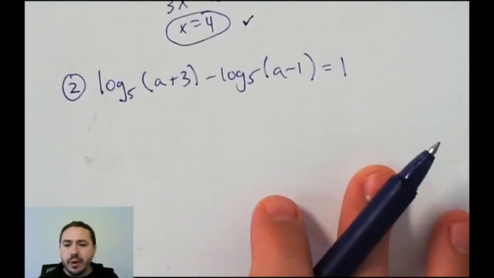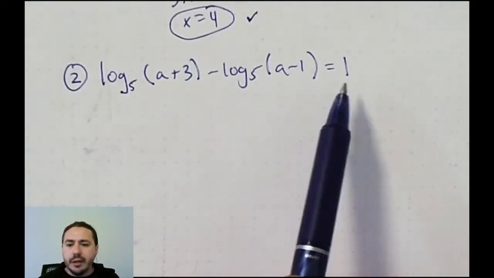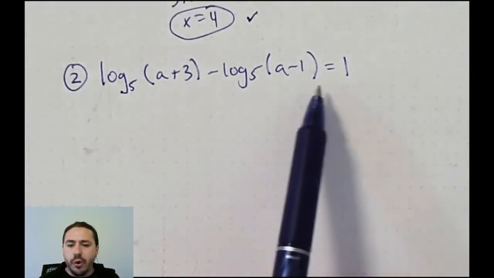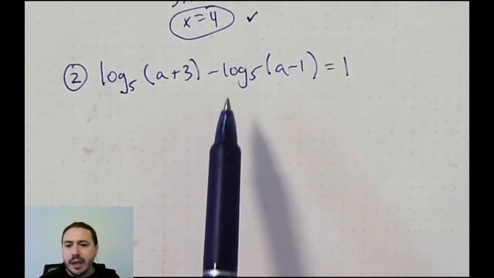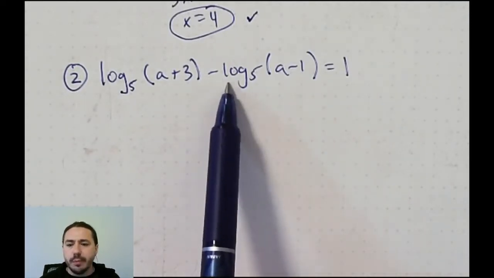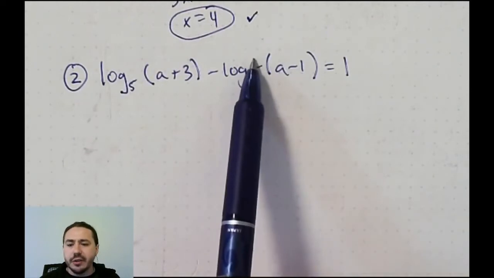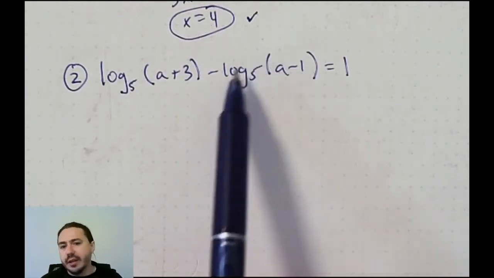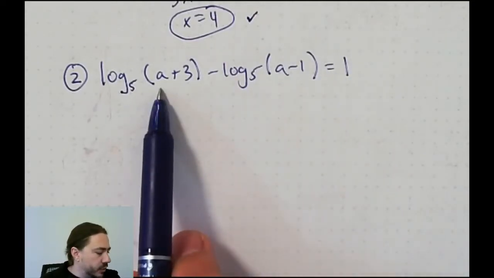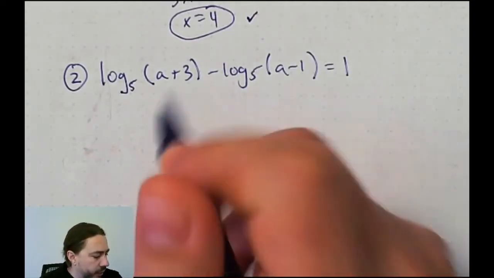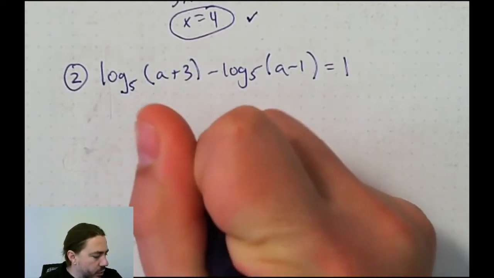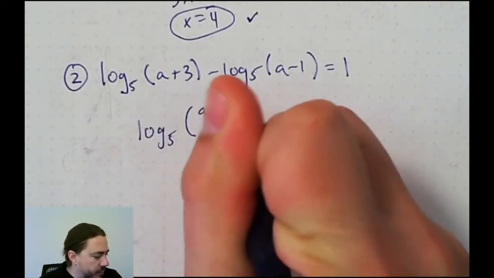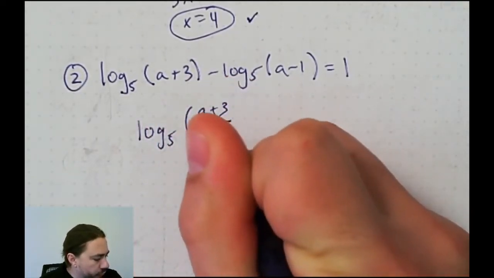Okay, so here's another one. Notice here we don't have a logarithm on both sides. We can't use that one-to-one property here. But what we can do is use the quotient property to try to get this down to just a single logarithm, and then we can rewrite it as an exponential equation like we did last time. So let's use the quotient property here and rewrite this as log base 5 of (a plus 3) over (a minus 1) equals 1.